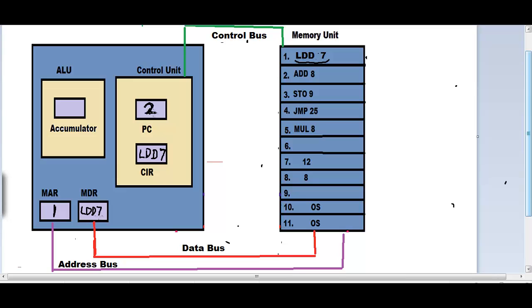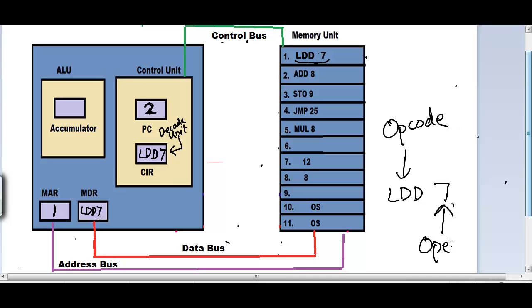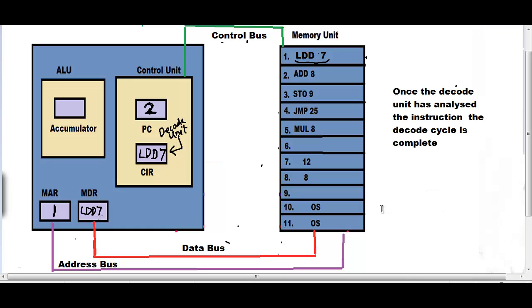At this stage the instruction in the CIR needs to be decoded. Now there is a small circuit inside the control unit which is called the decode unit. I have not drawn it here, but there is something called a decode unit inside the control unit. That decode unit is going to work on this instruction, and this instruction has two parts. LDD 7 has two parts. This is called the opcode and this is called the operand. So the decode unit works on the opcode to try and figure out what to do with this instruction. What is this instruction all about? Once the decode unit has analyzed the instruction, the decode cycle is complete. Now this instruction is ready to be executed, so the execute cycle is going to begin.